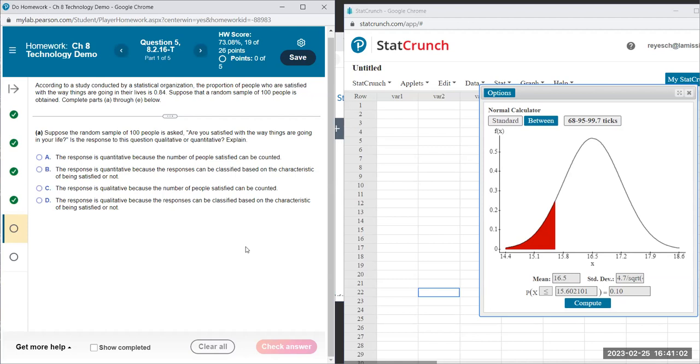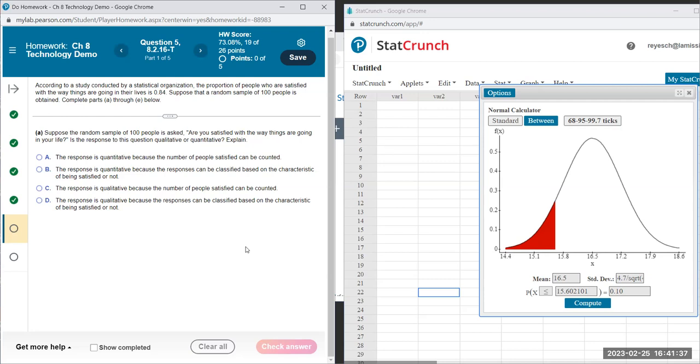According to a study conducted by a statistical organization, the proportion of people who are satisfied with the way things are going is 0.84. This is a categorical slash qualitative type of question because it's a yes or no question. It's not a measurement. It's not a counting. So either you answer, yes, I'm satisfied, or no. The number of successes would be those who are satisfied. Suppose a random sample of 100 people is asked, are you satisfied with the way things are going?